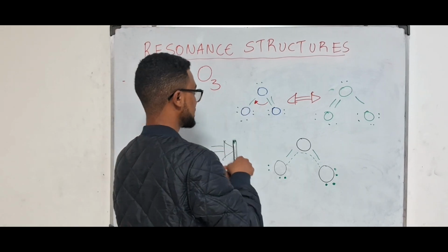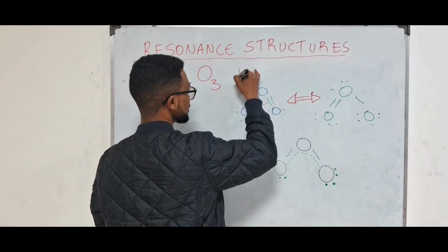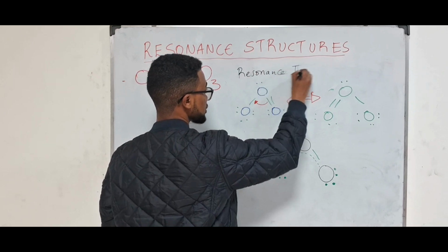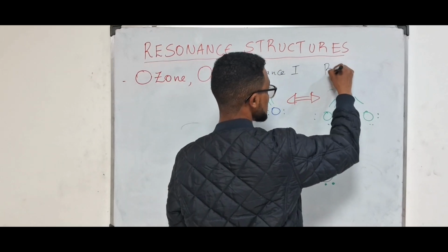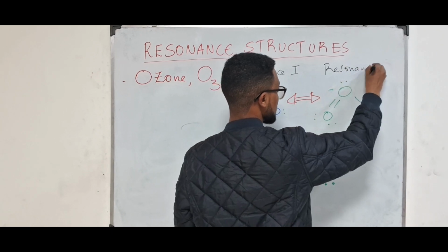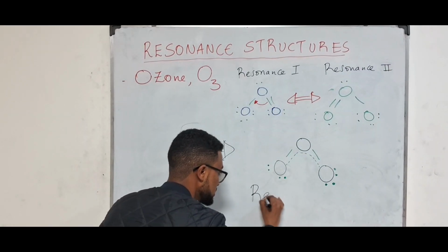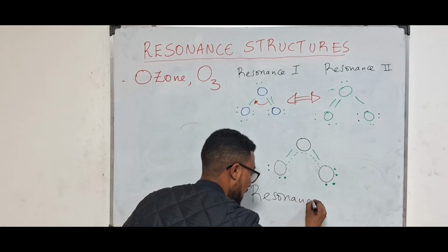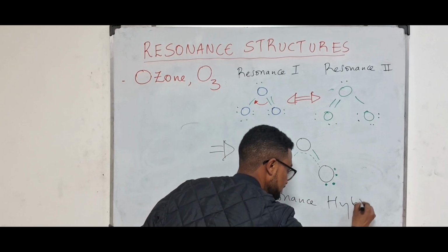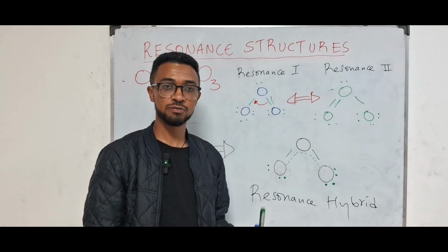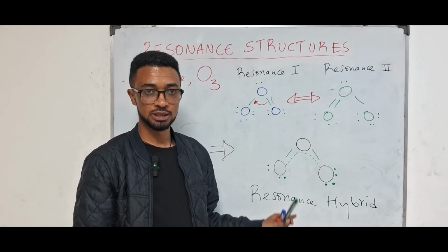What do we call this? These are called resonance structures. So this one is resonance structure 1, this one is resonance structure 2, and this one is called the resonance hybrid. So this is the actual Lewis structure for the ozone molecule.